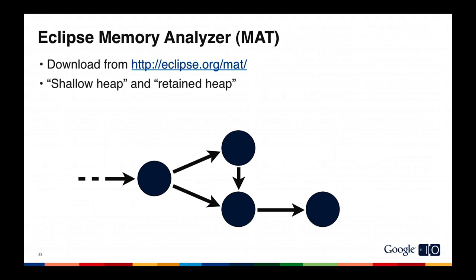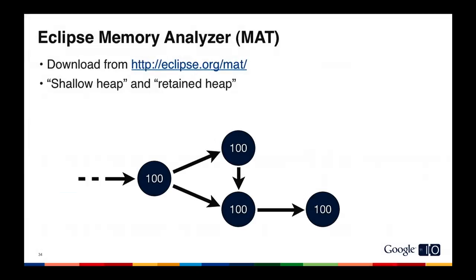Now, Memory Analyzer has some important concepts that you'll see a lot. It talks about shallow heap and retained heap. So the shallow heap of an object is just how large is this object, its size in bytes. It's really simple. So let's say that all of these objects are 100 bytes. So their shallow heap is 100 bytes. It's easy.